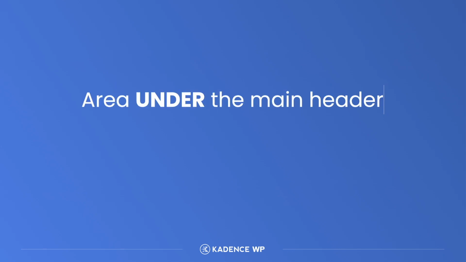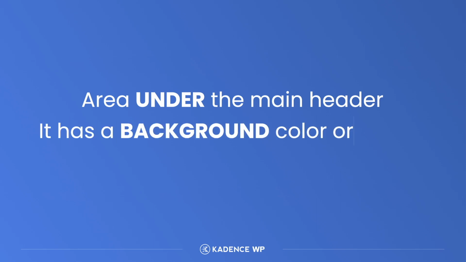Now, there's three distinct properties of a page header. First, it's the area under the main header. The main header is where you're going to have your logo and your navigation menu and other items. So it's that area just under that main header area. Next, it has a background color or an image. I'll be showing you how you can set either of those.